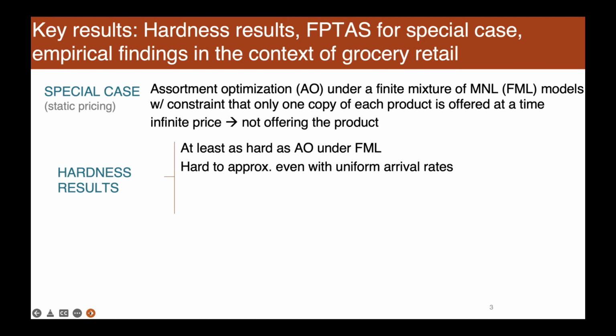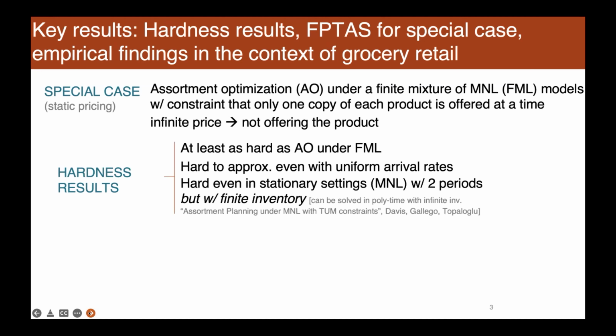What I found interesting was this result, which is that it is hard to approximate even when there are uniform arrival rates. This was not known in the literature, which goes back to say that this problem is very, very hard, even after putting lots of restrictions on it.